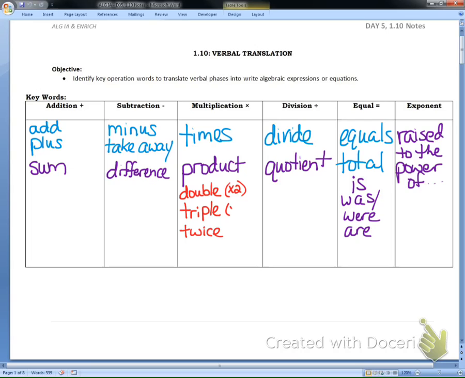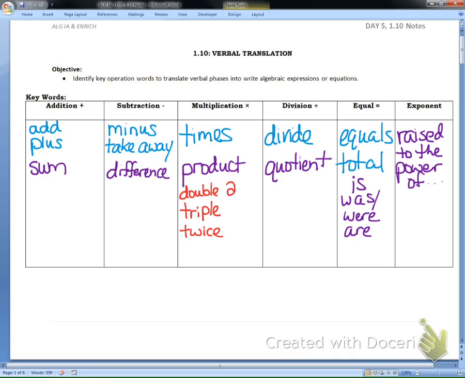How about triple? You multiply it by 3. How about twice? Times 2 again. Now, remember, we're not going to use the x to say multiplication, so how would we show in algebra that's something you would multiply by 2, or multiply by 3, or multiply by 2?